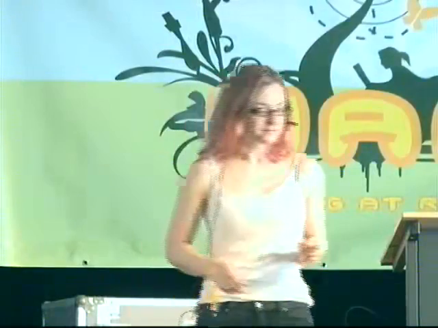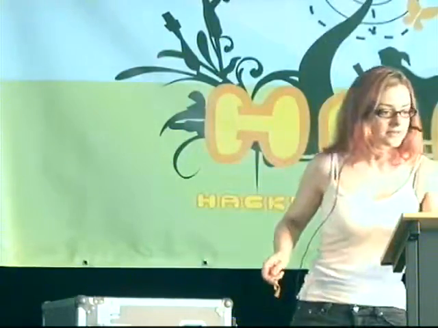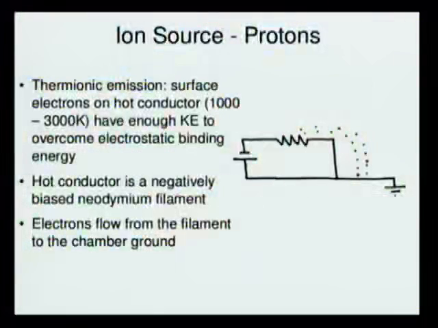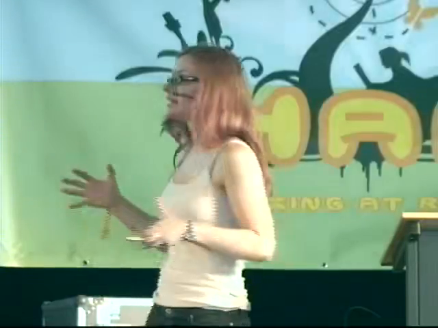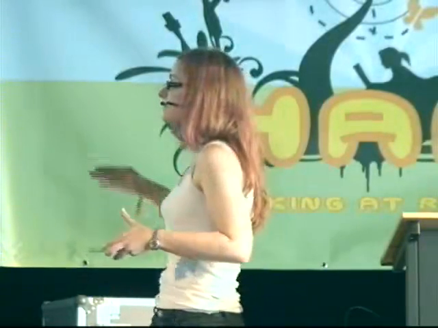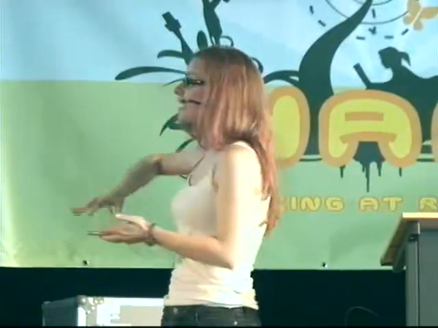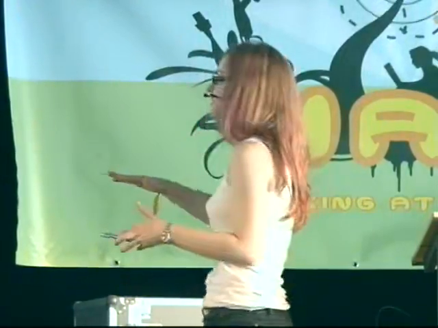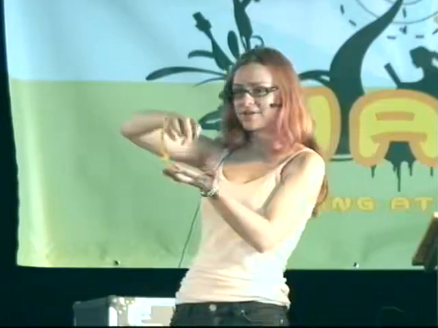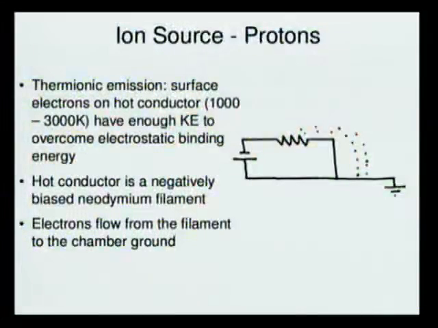You generate the electrons using something called thermionic emission. Now, good, a slide about that. Thermionic emission is when you have a conductor at a high temperature, something like 1,000 to 3,000 Kelvin. Hot conductor. They have all this temperature, so they're oscillating very fast. They're moving, they have mass, so they have kinetic energy. Enough of that to escape from the bonds that are holding them to the surface of the conductor. So these electrons overcome the electrostatic binding energy, they jump up.